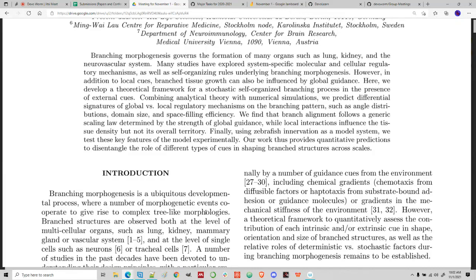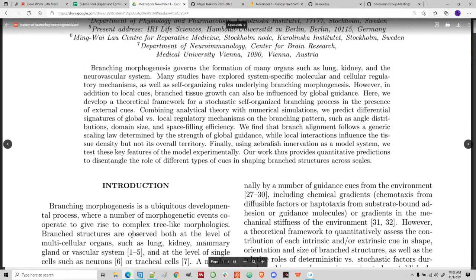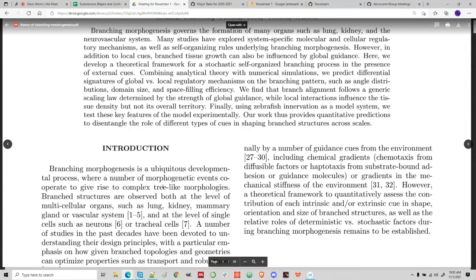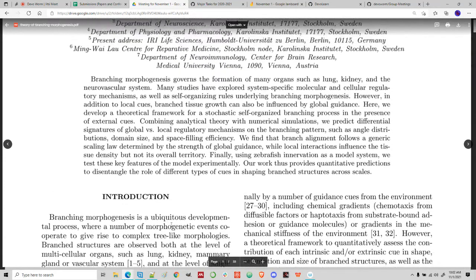You have things like the lung, where you have air passageways that are almost fractal and go down to the edges where they're very small, or vascular systems. So this is very broadly applicable to neurons and vascular systems, tracheal systems.